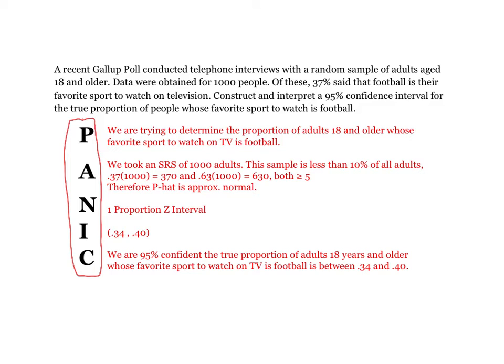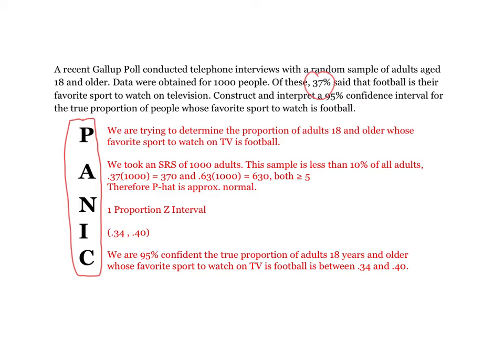And remember, when we're doing a confidence interval, there's a mnemonic device we can use to remember the steps, and that's the word panic. Remember, P stands for the parameter and the proportion we're talking about. So we just say something like, we're trying to determine the proportion of adults 18 and older whose favorite sport to watch on TV is football. Our best guess is 37%, but we know that every time we take a sample, we're going to get a little different result. So 37% is probably not the exact answer, so we create an interval.